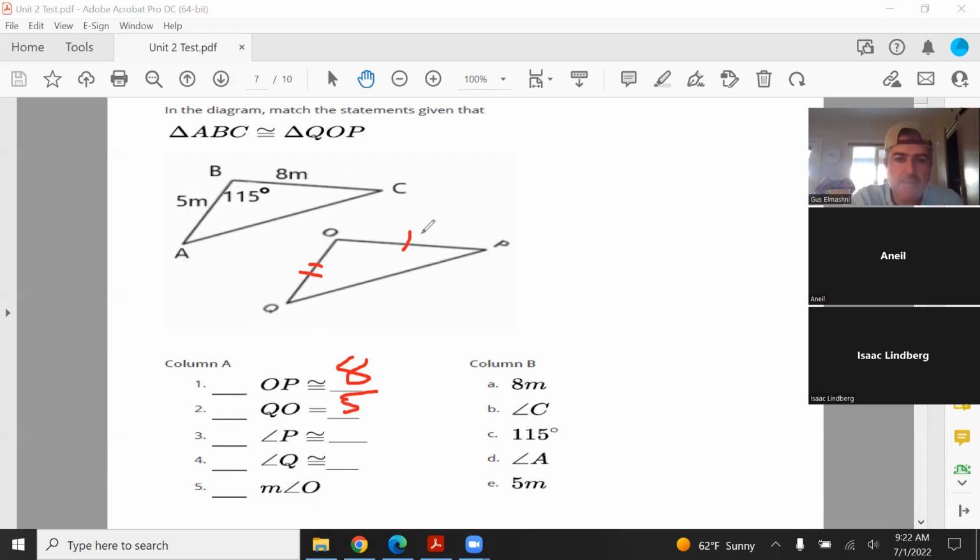And angle P lines up with angle C. Angle Q lines up with angle A. And the measure of angle O is the same as angle B, which is 115 degrees. So this went A, E, B, D, C. There you go.